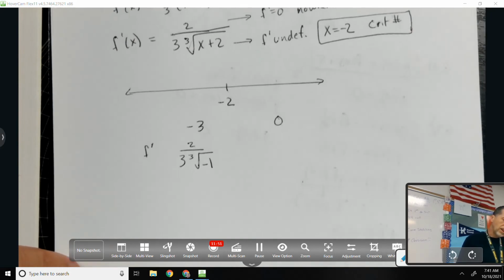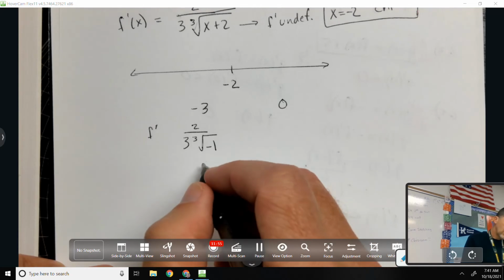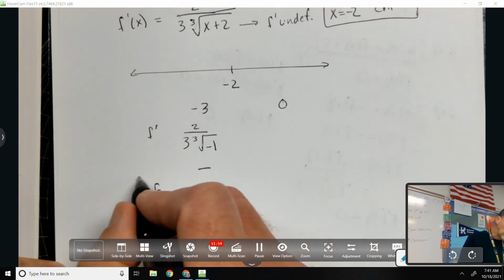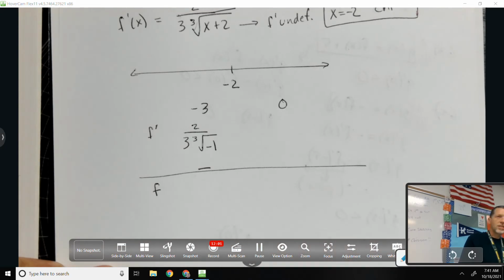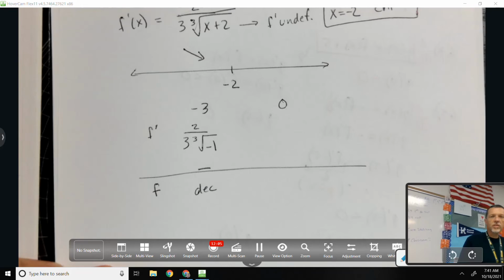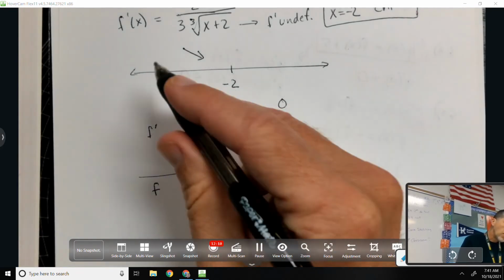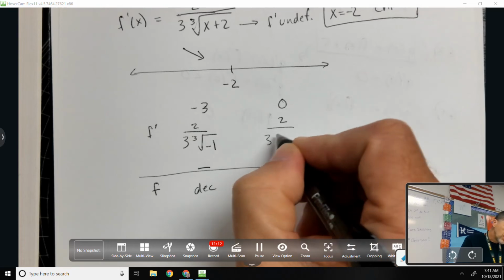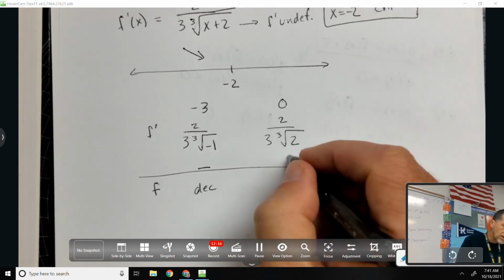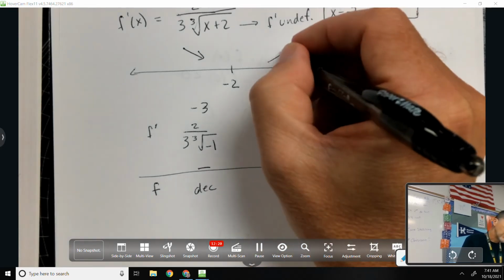So if I plug in -3, cube root of -1 is -1. I get negative. What does that tell me about f? F is decreasing. And again, if you want to draw the picture, you can. If I plug in 0 to f prime, 3 cube root of 2, who knows what that is, except that it's positive. So f is increasing.